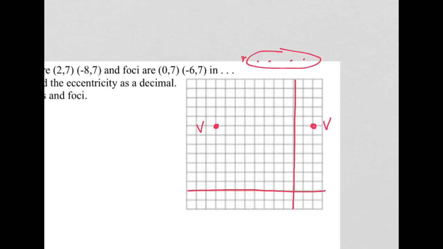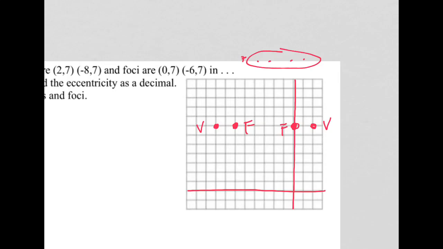Next, I know where the foci are. One focus has an x-coordinate of 0, and again, it's going to have that same exact y-coordinate of 7. And then my next point is at -6. I don't even need to count, because I can tell that the foci and vertices are 2 apart, so they have to go there because it's going to be the same distance. So there are my 2 foci.